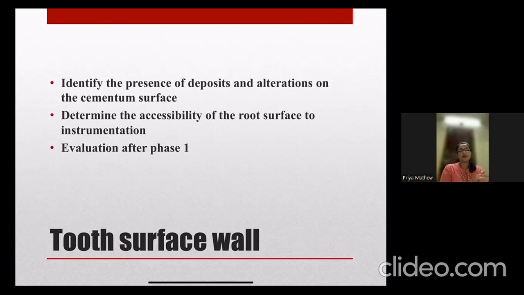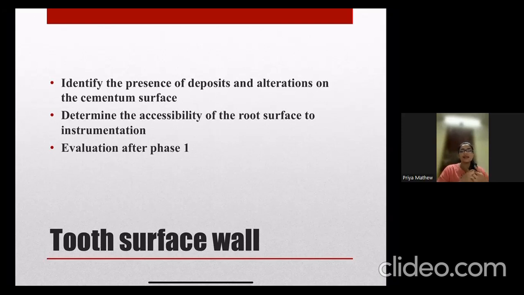So it all depends upon the phase 1 therapy and how well the tissue has responded to it. For this tooth surface wall treatment, we very well require non-surgical and surgical management. Another point in root surface wall management is the concept of root conditioning, that is, root biomodification. In root biomodification, we open up the dentinal walls so that the collagen fibers seen in the blood clot will bond with the dentinal wall.